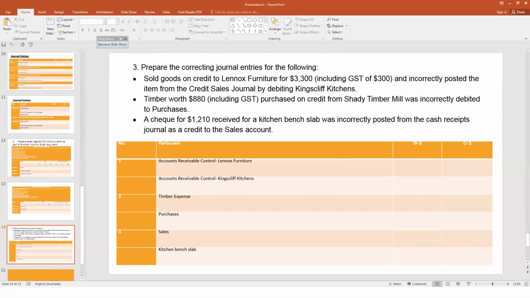Again, a check for 1210 received from a kitchen bench slab was incorrectly posted from the cash received journal as a credit to the sales account. So what they did is they mistakenly thought this is a sale. If you remember, I said in the three golden rules of accounting that if it's income, it's credit. So they thought that it's income before, so they credited sales, but now they figure out that no, that was not correct. So now again, sales should be debit, and the new kitchen bench slab should be credit.